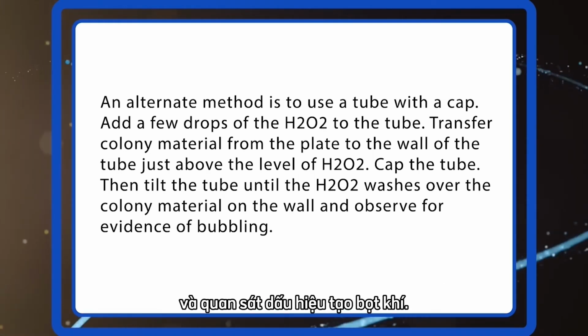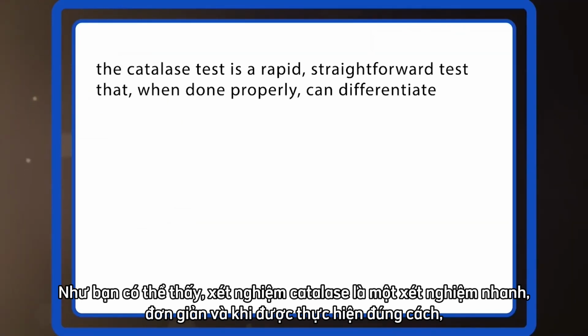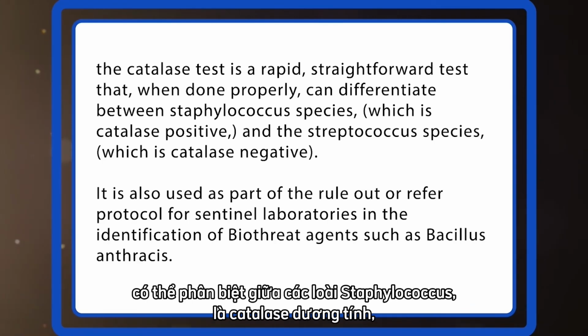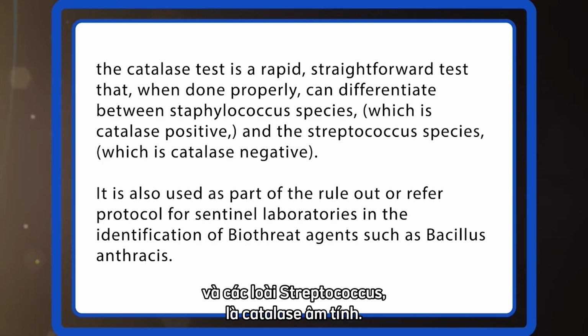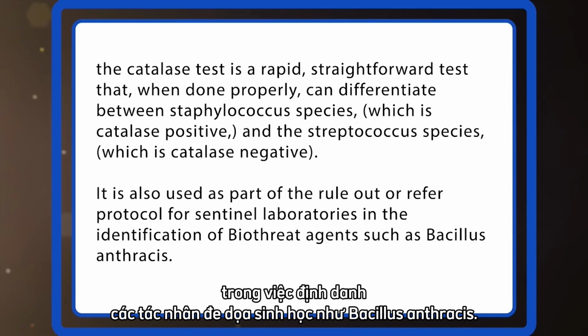for evidence of bubbling. So as you can see, the catalase test is a rapid, straightforward test that, when done properly, can differentiate between Staphylococcus species, which is catalase positive, and the Streptococcus species, which is catalase negative. It is also used as part of the rule out or refer protocol for sentinel laboratories in the identification of biothreat agents such as Bacillus anthracis.